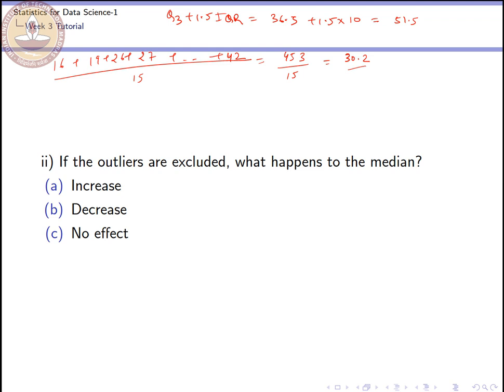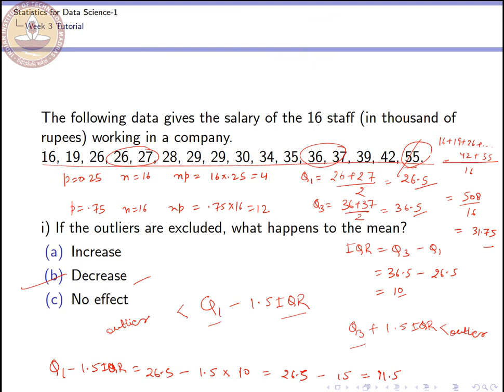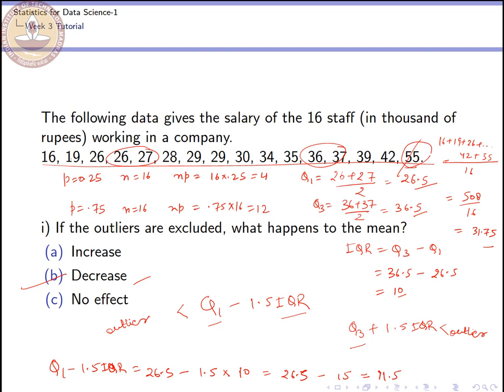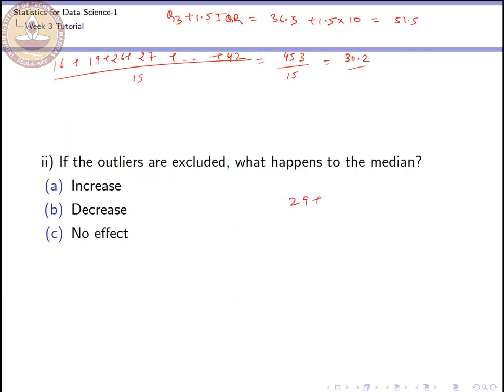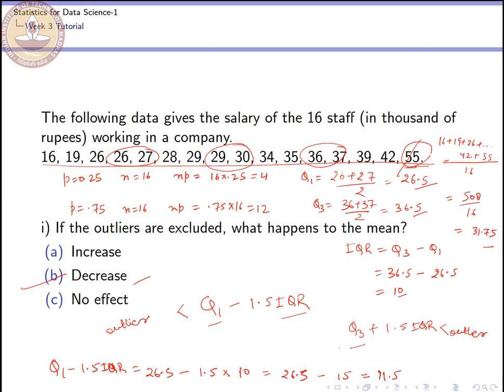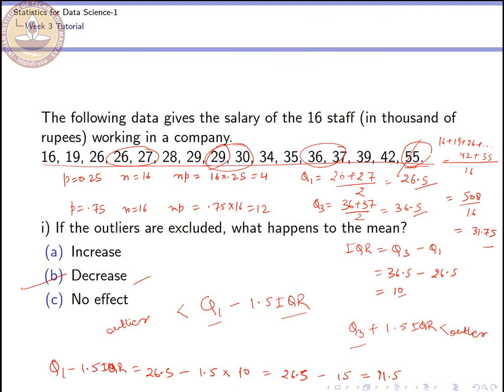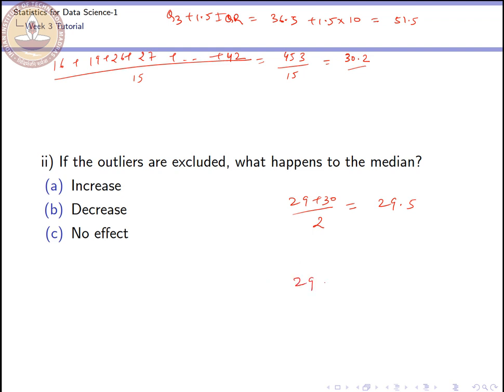Moving on to the second question, if the outliers are excluded, what happens to the median? We first calculate the median of the first data set, the one which had outliers. Since we have 16 observations, we take the average of the 8th place value and the 9th place value: 1, 2, 3, 4, 5, 6, 7, 8, 9. So we take the average of 29 and 30, that is 29 plus 30 by 2, and this will be 29.5. Now after removing the outlier, 55, my observations contain only 15 data points. In that case my median will be the 8th place value, and the 8th place value we can see from here is 29. So my new median will be 29. So in this case also my median will decrease.